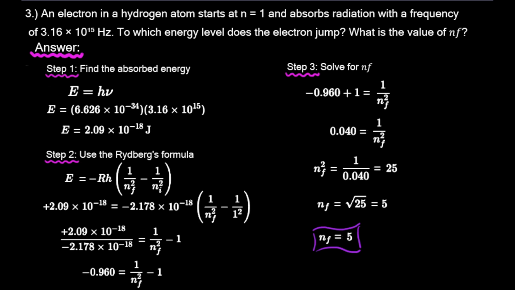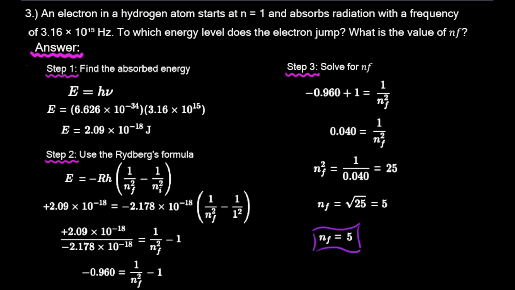An electron in a hydrogen atom starts in the ground state at n equals 1, and it absorbs a radiation of light with a frequency of 3.16 times 10 to the power of 15 hertz. Our goal is to find a new energy level, also called n final. Here we are told that the electron absorbs a certain radiation frequency which has a corresponding energy, and since the electron absorbs the photon of energy, the energy has to be positive. Let's go over the solution step by step.